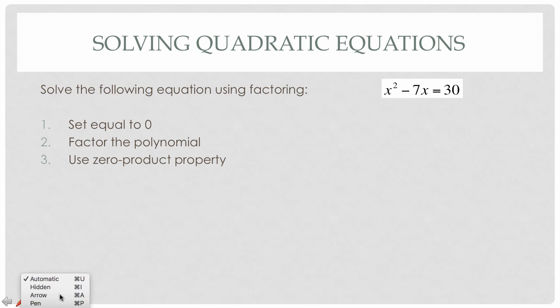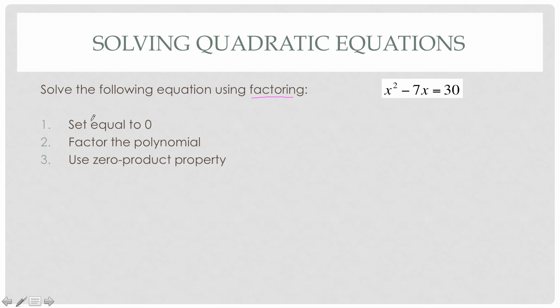So let's take this situation right here. We've got x squared minus 7x is equal to 30, and I want to know, what value does x have to be to make this thing equal to 30? The problem is I've got x squared and I've got an x to the first power, so I have to use some other methods to solve it. We're going to use factoring.